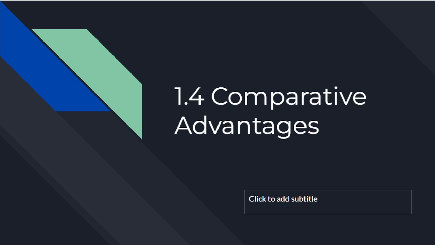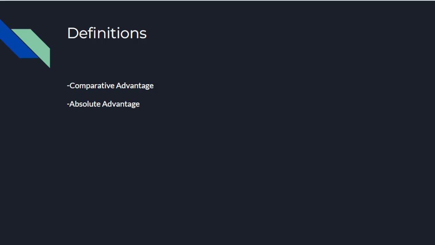So today we'll be looking at topic 1.4 in the AP Microeconomics curriculum, which is comparative advantage. First, let's define the terms that you will need to know for this topic.